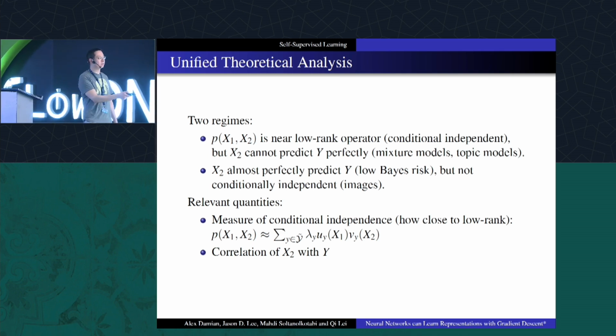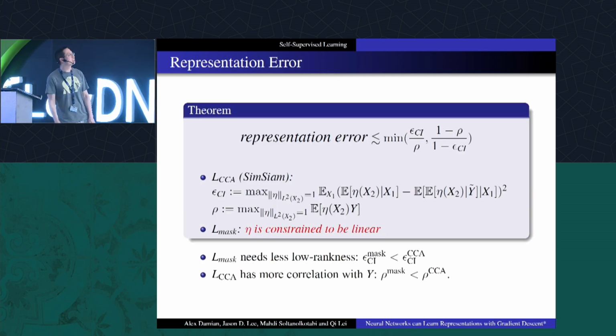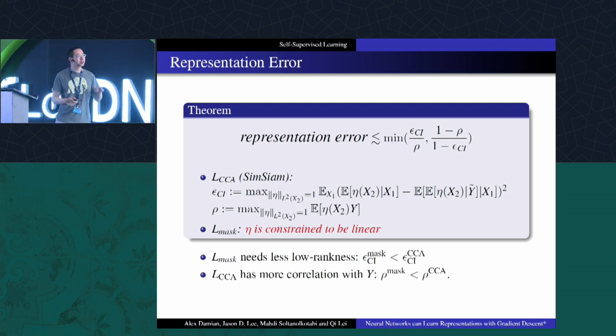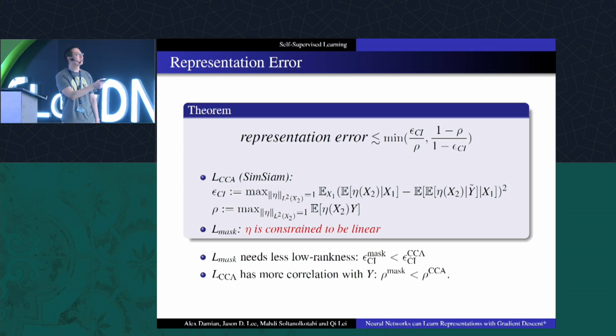And I'm going to have a measure of how close to low rank it is. Essentially, it's just the left minus the right, and that's how not conditionally independent it is. Small is good, high is bad. And then there's the correlation of x2 with y; that's the other thing. This slide is kind of confusing, but I couldn't figure out a way to present this well. You have two algorithms and two bounds, so that gives you 4 theorems. The representation error of either algorithm is less than either of these two bounds. So there are 2 theorems, and I take the min of them.